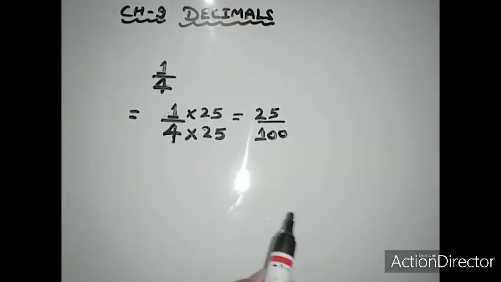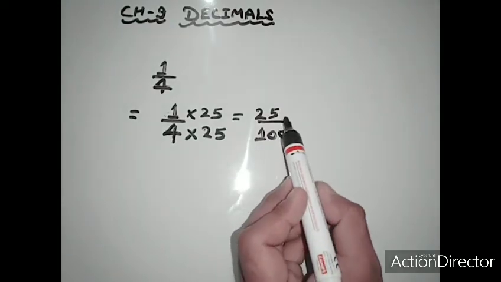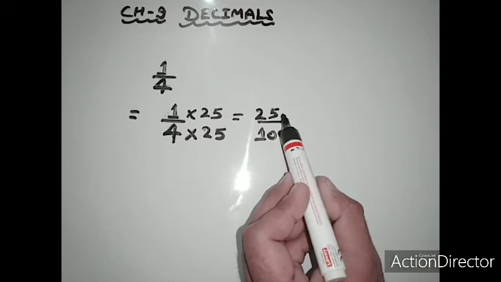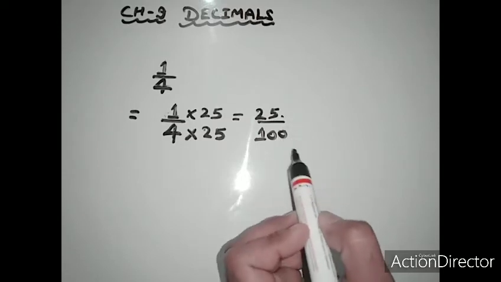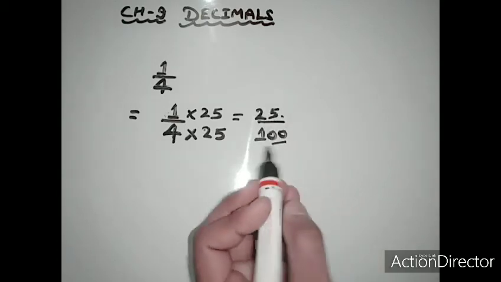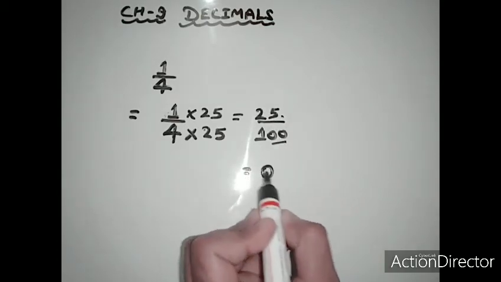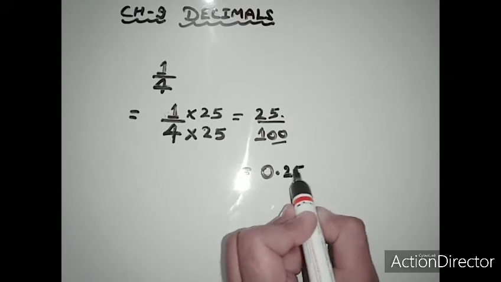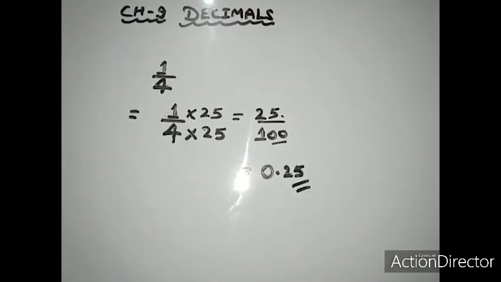And dear students, you all know that if there is no decimal mentioned with the number, it means the position of the decimal is the last end of the number. Now we have a total of 2 zeros, so it means we jump 2 places to the left hand side. Now we get 0.25.